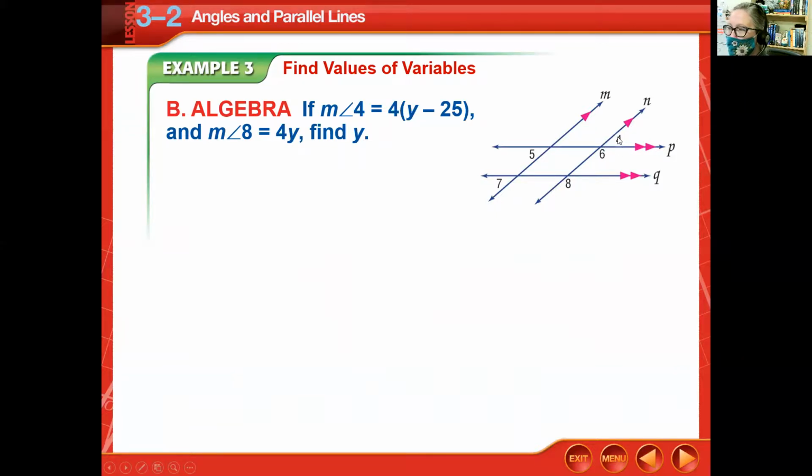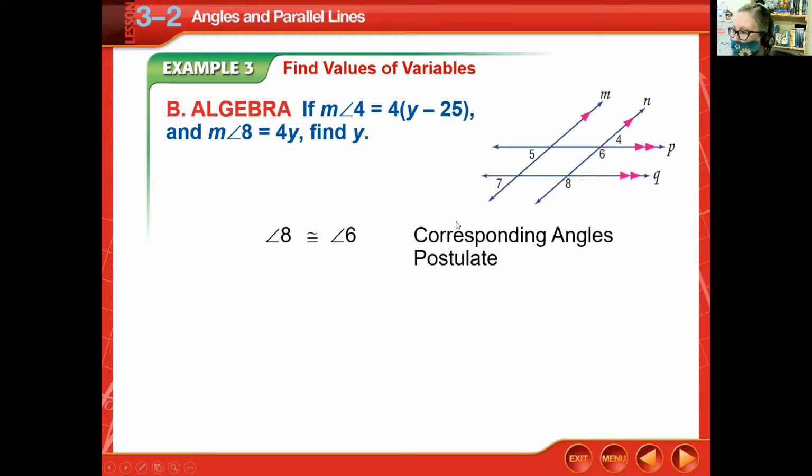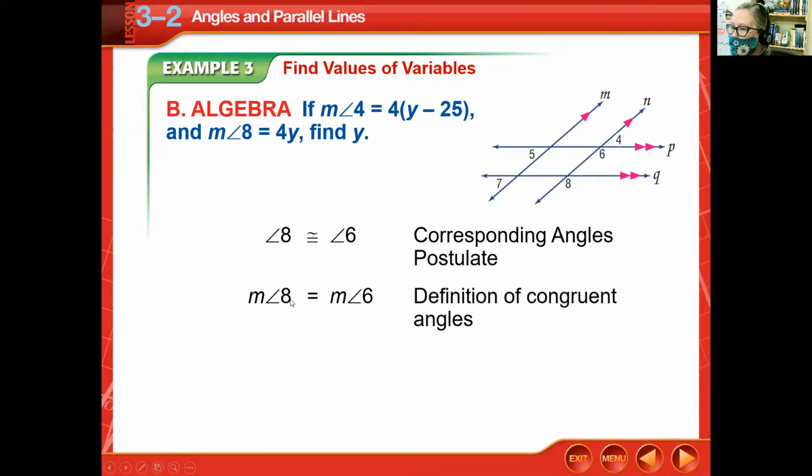Angle 4 and angle 6 are going to be supplementary, and angle 6 and angle 8 are going to be equal. 4 and 6 are supplementary because they form a linear pair. 8 and 6 are congruent, or equal in measure, because they are corresponding angles. So here they go, they're starting with the corresponding angles. That was for you, Julian. So angle 8 is congruent to angle 6 because of the corresponding angles postulate. And then they can say that the two measures are equal. So therefore, now they know not only does the measure of angle 8 equal 4y, now they know that the measure of angle 6 equals 4y. They call that substituting because they substituted the measure of angle 8 here and they just left that the same.